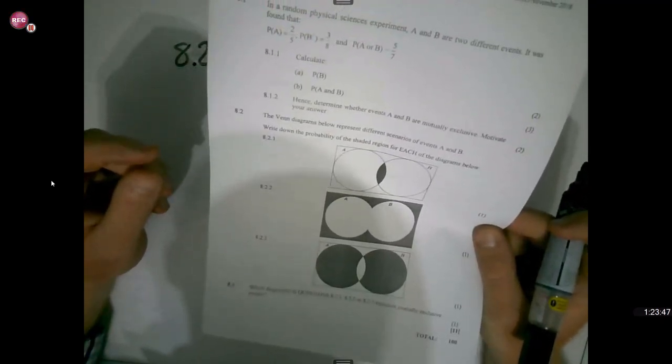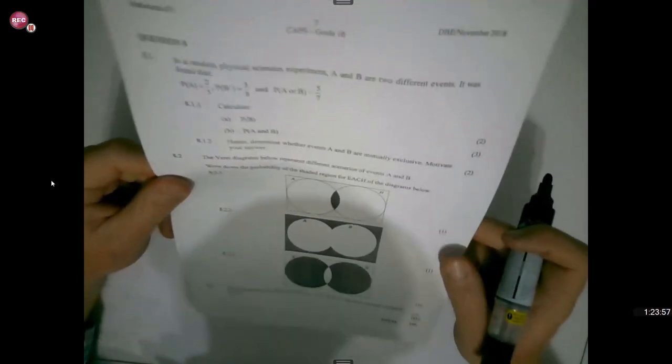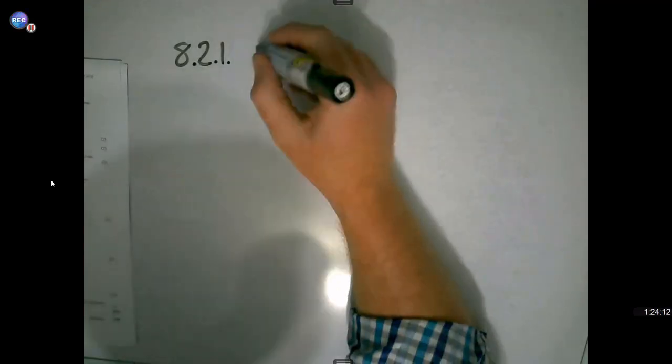Question 8.2.1. They give you Venn diagrams and they say the Venn diagrams below represent different scenarios of events A and B. Write down the probability of the shaded region for each of the diagrams. So 8.2.1, they want you to write down the probability for the shaded regions. When we write down the probability for this, you need to pick up the following.